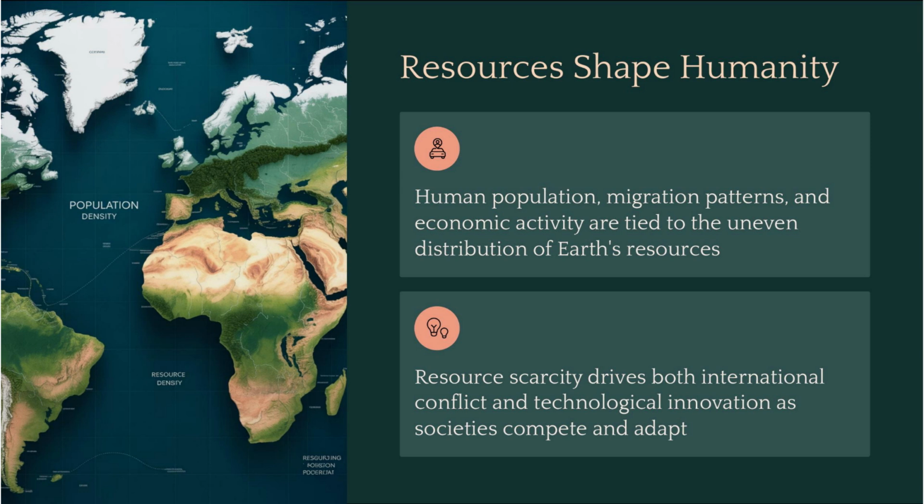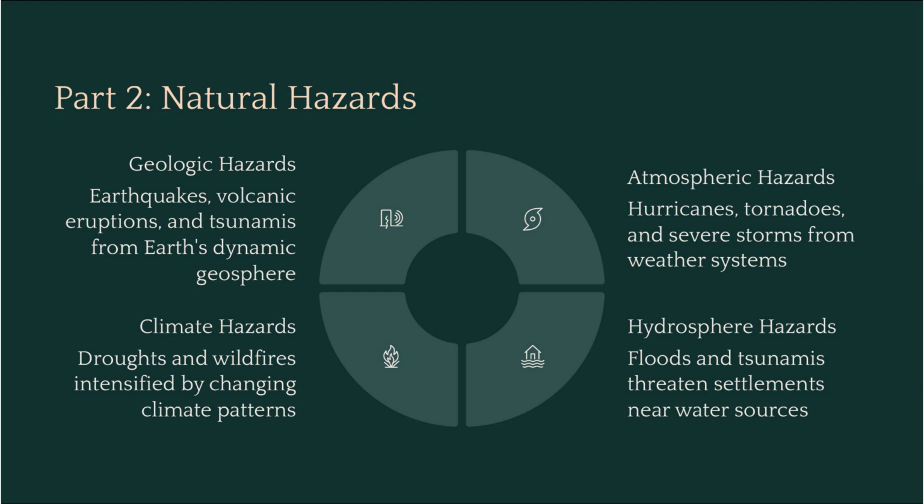So, to wrap up resources, human history is not random. Our population maps are a direct reflection of the planet's geology. We cluster where there's water. We build big populations where there's fertile soil. We build industries where there's energy and minerals. And when we don't have a resource, that lack of a resource influences us to either trade, innovate, or go to war. Now for part 2, natural hazards.